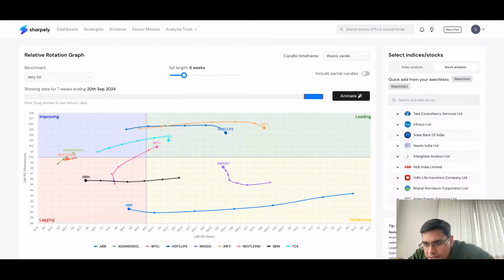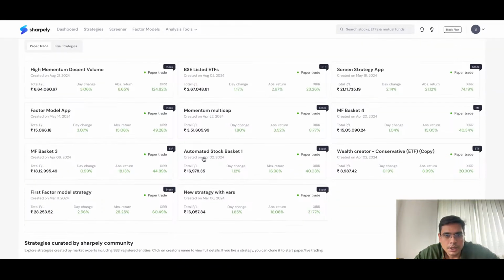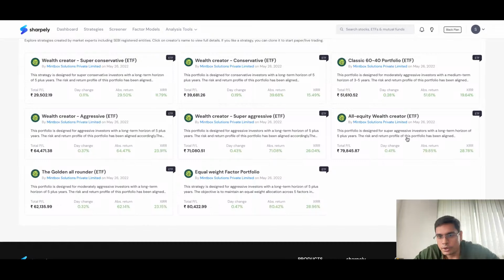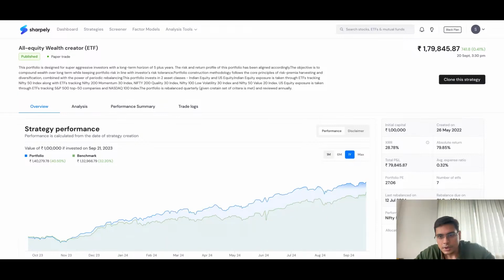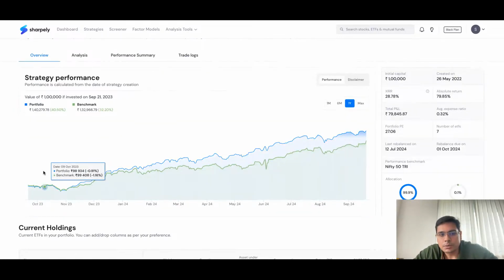Next question again is around Sharply: a set of mutual funds which are good based on backtest. Okay, we'll create a portfolio for you. Basically a portfolio of index funds. I'll show you one of the portfolios that we had created earlier, and I'll show you the performance of that portfolio. This is an all equity wealth creator, created out of ETFs. And this is actual live performance, not back tested performance.